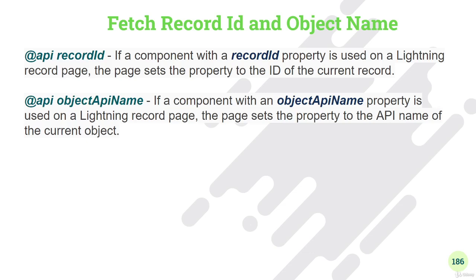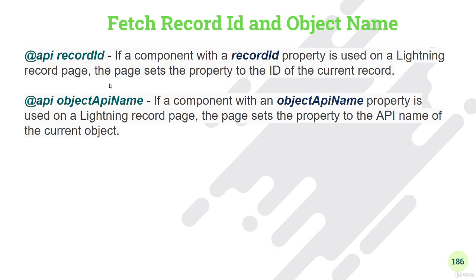Similarly, to fetch the object name, you have to use a property objectApiName. Decorate it with the @api, and when your component is placed in a record page, it automatically fetches the object name. The only thing to remember here is this property name should be the same, in the same casing. So recordId is camel case, objectApiName is camel case, and you can think of it as a keyword.